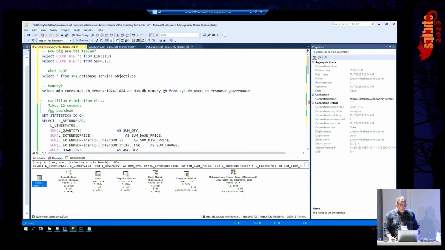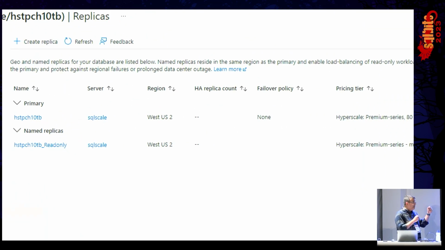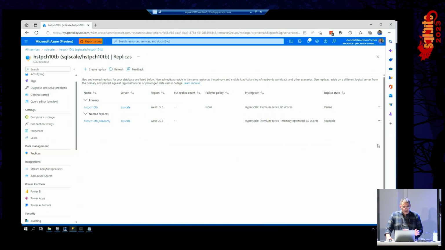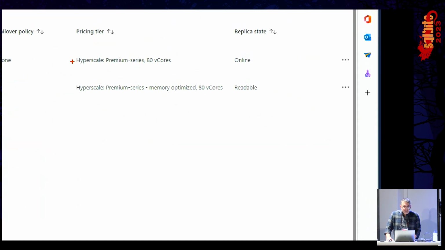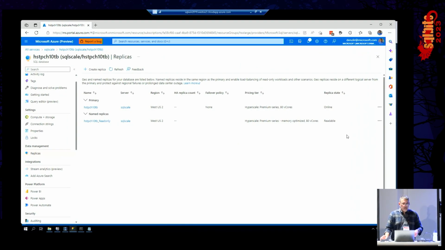So the other option in premium series is memory optimized. What I've done to demonstrate this is to show you the difference between non-memory optimized premium and memory optimized premium. We have one primary and one read-only replica, and really I'm just going to do a read workload. There's no read-write here. One of them is premium series 80 vCore. The other one is memory optimized 80 vCore. And we're going to run a query on a really large table, and see how that pans out.